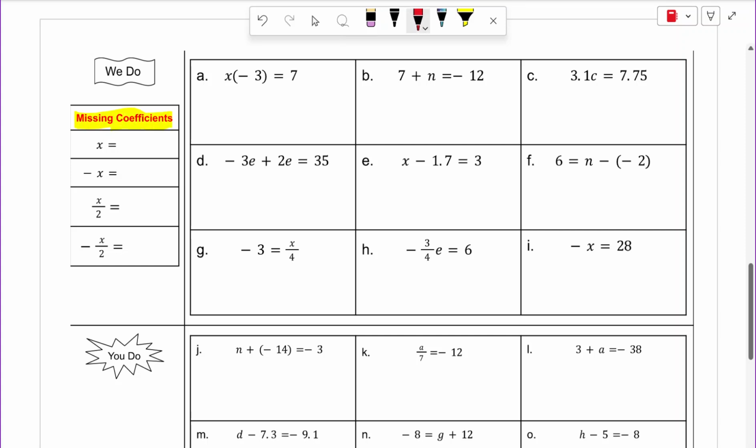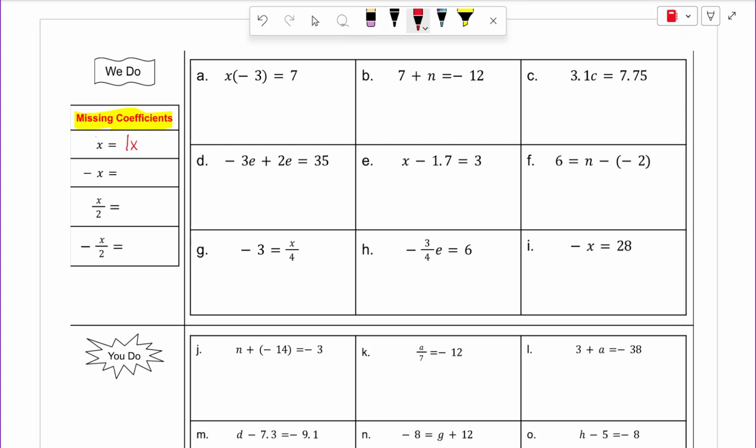Okay, when you see just a variable by itself, there is a missing coefficient. Remember, coefficients are attached to the variable with no sign between. So how many x's do you see there? Only one. So if you put a 1 in front of that x, it means the same thing. So what's right in front of this x that you can't see?